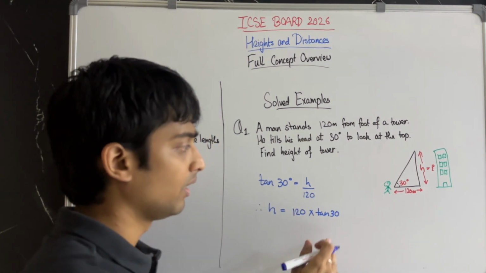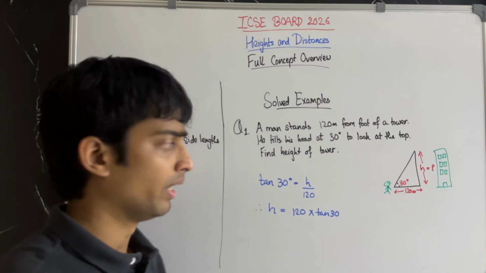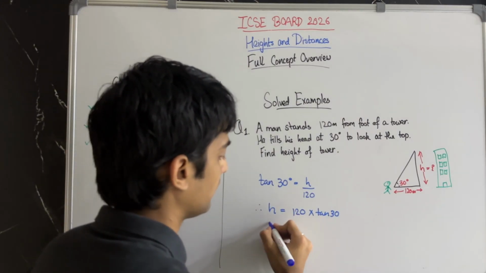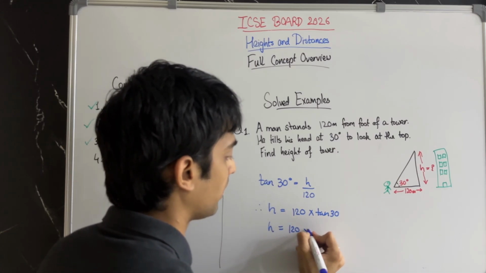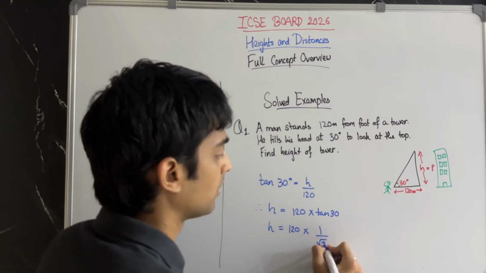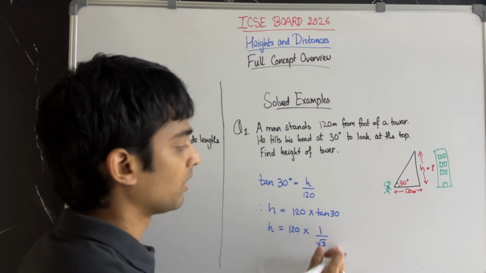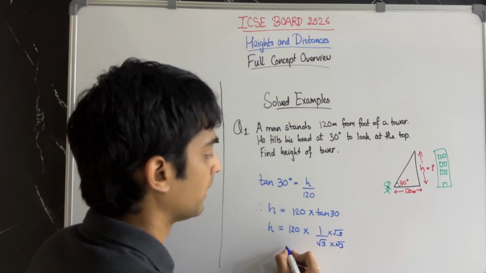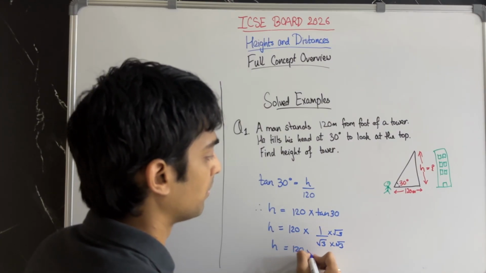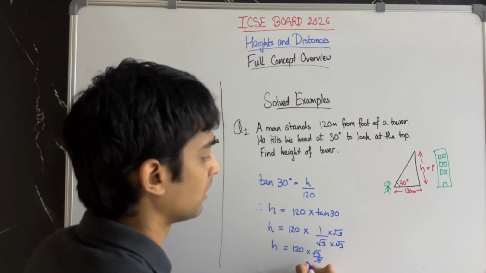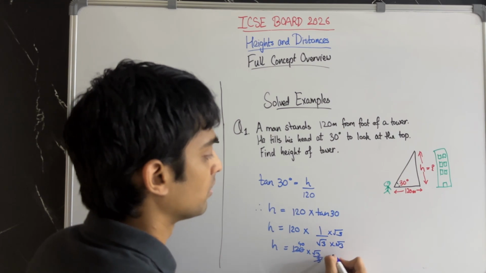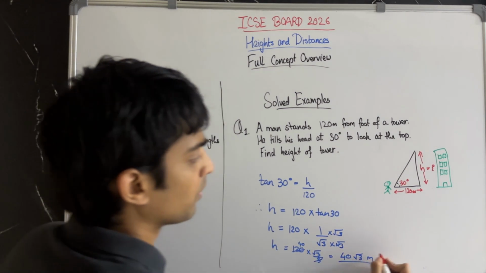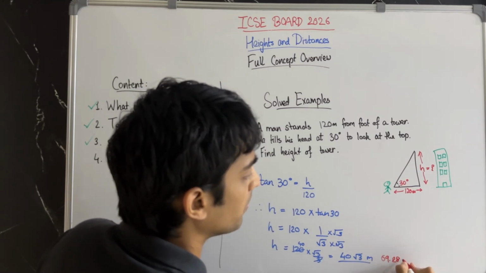Now value of tan 30, you have to memorize the table. If there is some other angle, then you have to look at the log table. So H will be 120 multiplied by 1 by root 3. We rationalize this, we can multiply root 3 on both sides. We get 120 multiplied by root 3 upon 3, 3 40s are, so height is 40 root 3 meter, which is equal to 69.28 meter around.